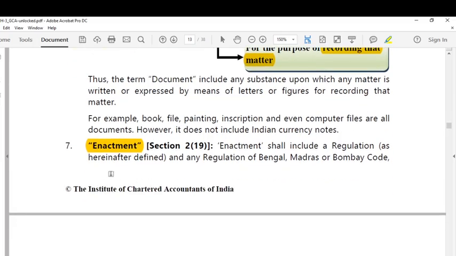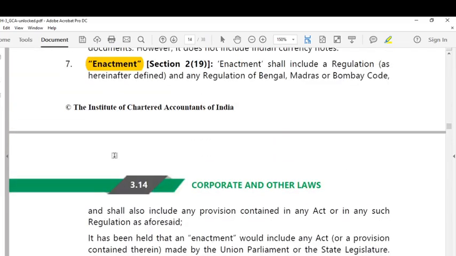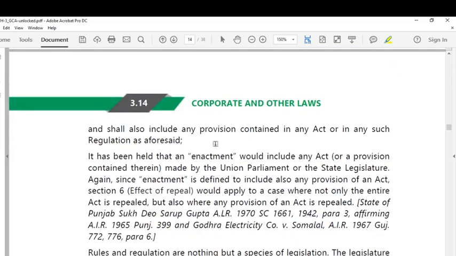Right. So the next definition is about enactment. Enactment shall include the regulations made under that particular act, and any regulation of Bengal, Madras or Bombay court, and shall also include any provision contained in any act, and also any provision contained in any such regulation as aforesaid.